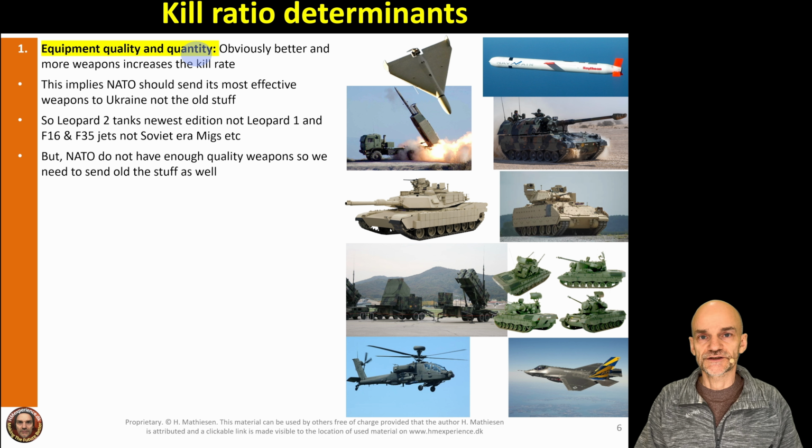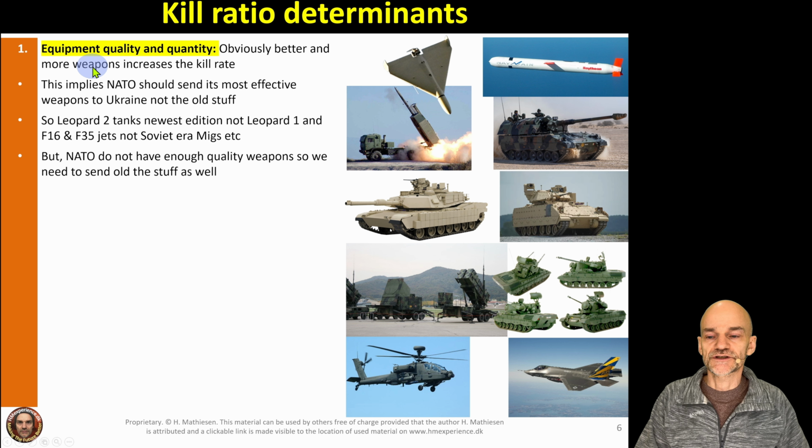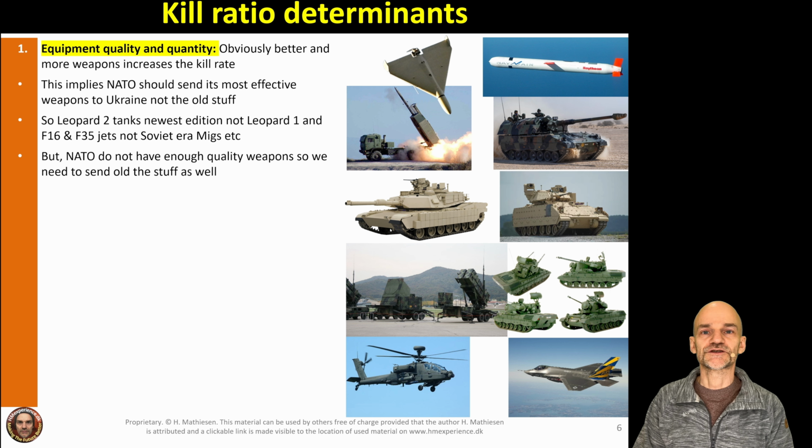They say that quantity is a quality in itself, and the more quantity you have, the higher your kill ratios will also be. Ideally, we should just send the best weapons we have. So we should send Leopard 2 tanks instead of the older Leopard 1 tanks, and we should send F-35 fighter jets instead of F-16 fighter jets. Unfortunately, that's not really what Europe is doing. We are sending all the old crap that we have to Ukraine, making it much harder for Ukraine to actually win the war and get the killing rates up.